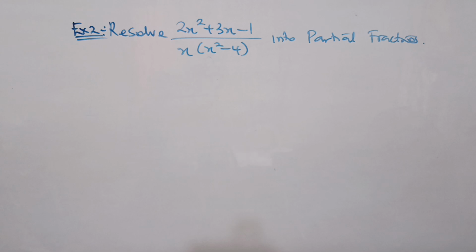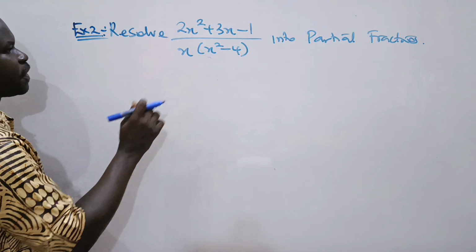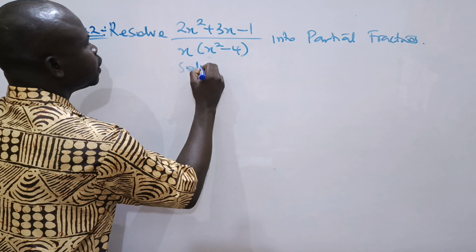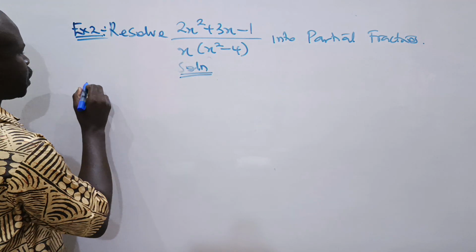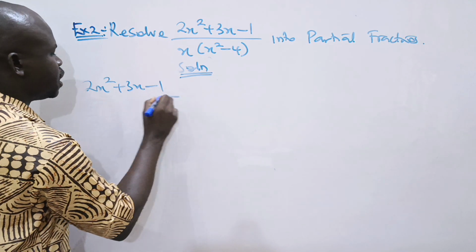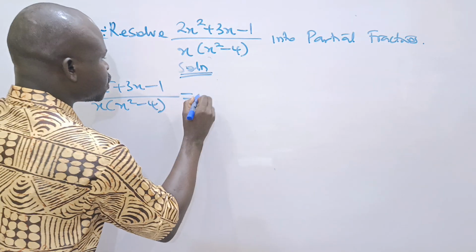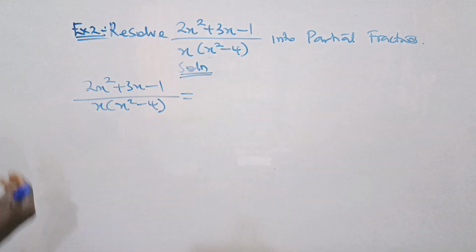Today, we want to look at another example under unrepeated linear factors. That is, look at type 1 under partial fraction. So what do we do here? Look at the question. We are to resolve (2x squared + 3x - 1) all over x(x squared - 4). We want to resolve this into partial fractions. So how do we approach this?